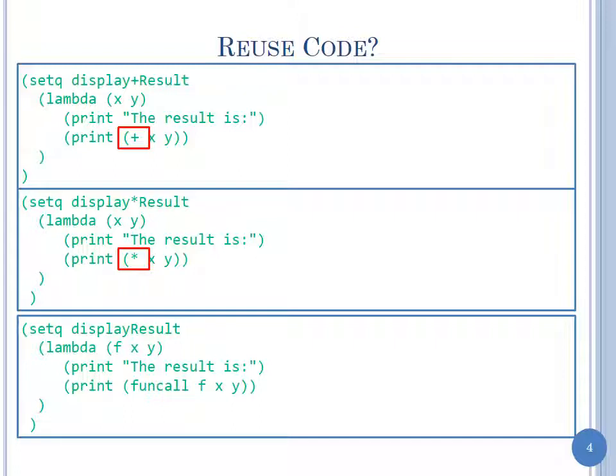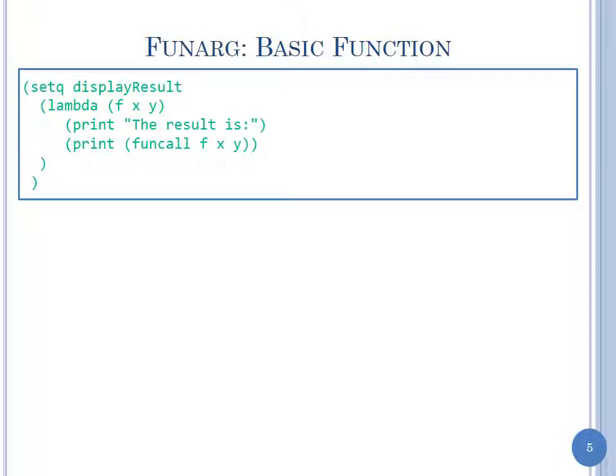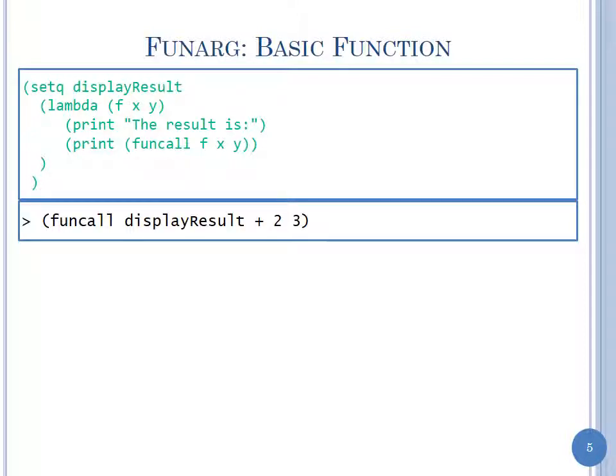Questions? So I have this function display-result which takes f as this argument, and I can say funcall display-result plus 2, 3.